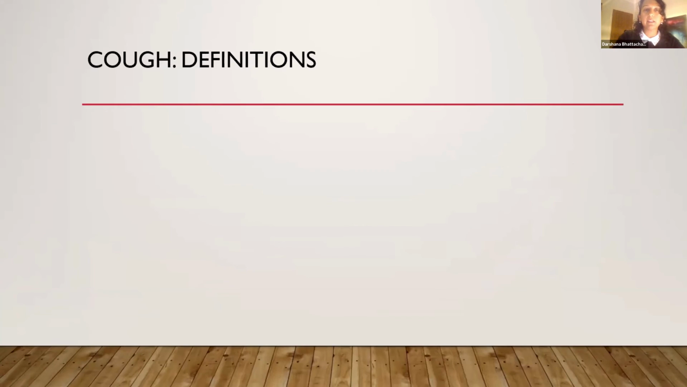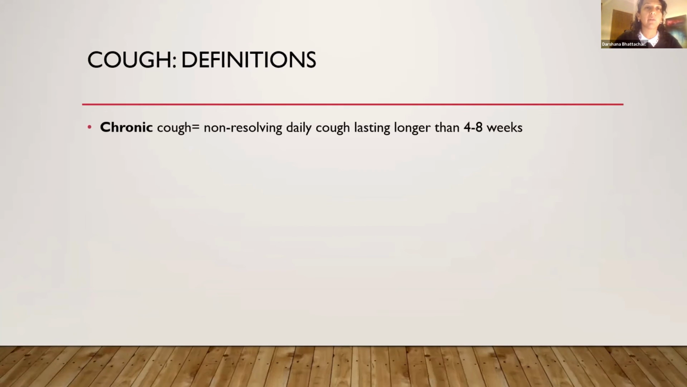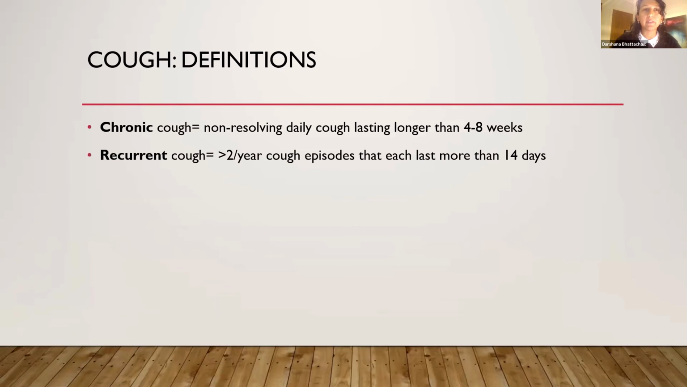So finally, chronic cough. Again, something we see quite frequently. I want to just go through a few definitions so that we're all clear on what we mean by chronic cough. A chronic cough, we would call a non-resolving daily cough that lasts longer than 4 to 8 weeks. A little bit vague, but essentially if a child is coughing every day for more than 4 weeks, they can certainly fall into that category.